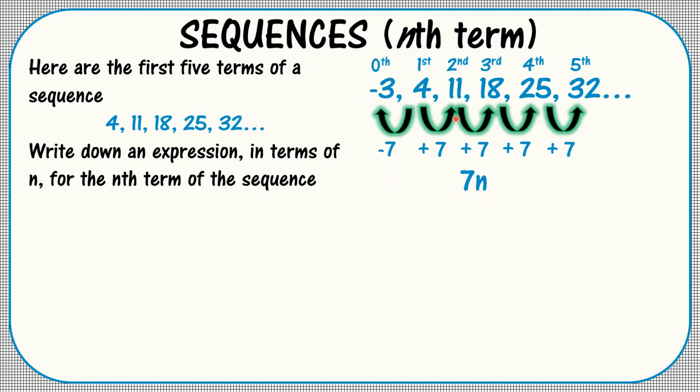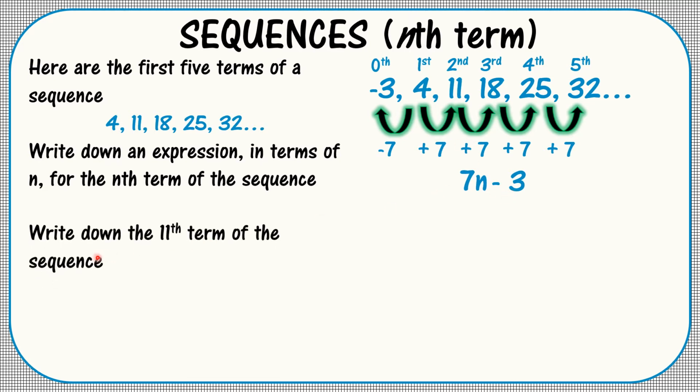So instead of plussing by 7, to go back, we minus by 7. 4 minus 7 gives minus 3. And this minus 3 will bring down, and we have our nth term. So the nth term for this sequence is 7n minus 3.